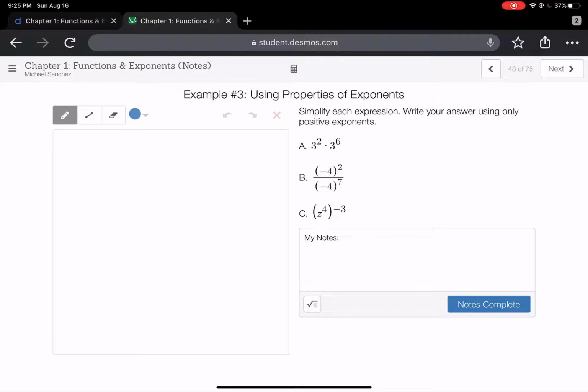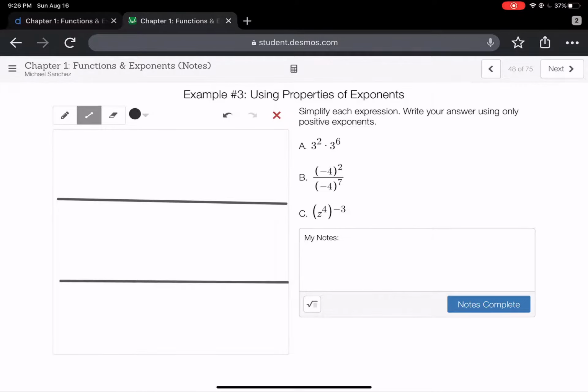Next up, we're going to use some further properties of exponents. It says we're going to simplify each expression again and write each with positive exponents as well. I'm going to start by first dividing the sections. We have 3 problems. The first thing we're going to do is 3 to the power of 2 times 3 to the power of 6.